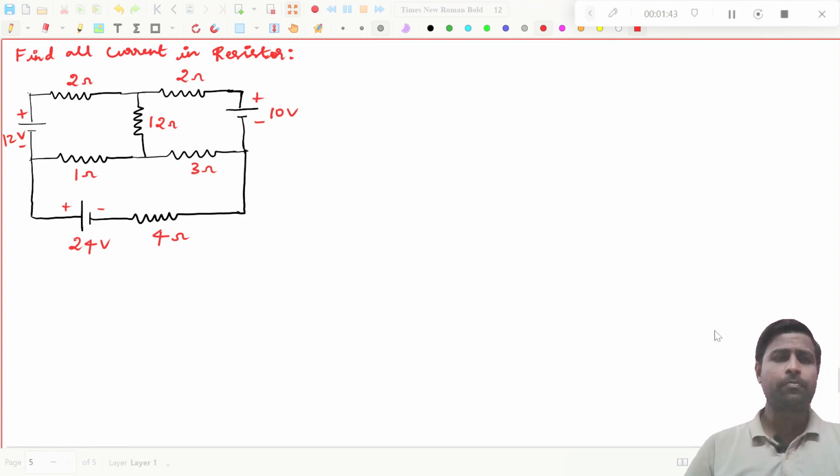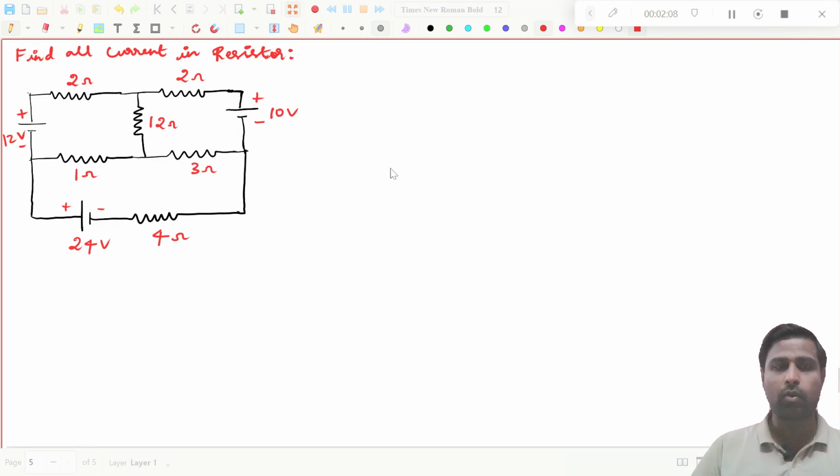One thing, it is not mandatory to choose this as first loop, this as second loop, this as third loop. That is up to you. You can choose anything as first loop, second loop, third loop, and it is not at all necessary to follow any mandated procedure to decide which is the first loop and which is the second loop. Anyhow, let us take this as the first loop, this as the second loop, and this as the third loop.